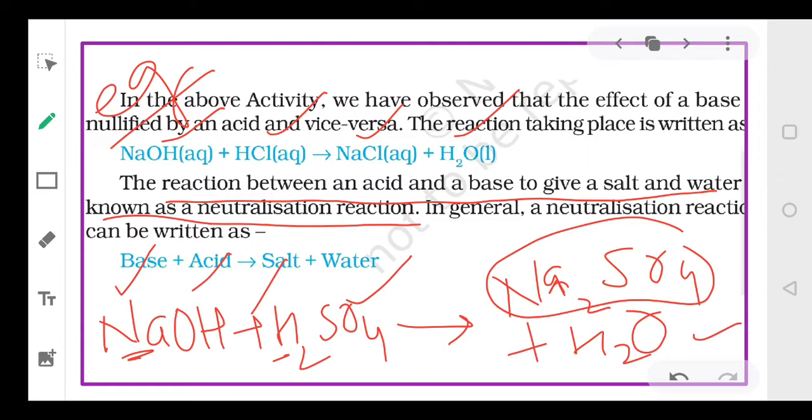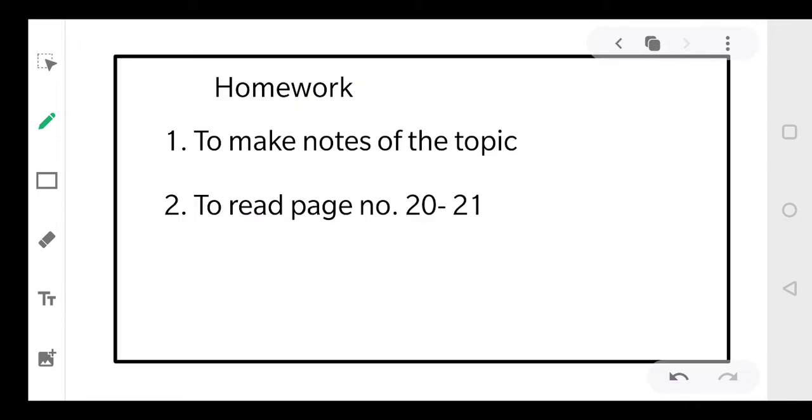Okay students, so what is neutralization reaction? The reaction between acid and base to produce salt and water is called neutralization reaction, right? Okay. So you will write these activities, you will make diagrams wherever they are given, and you will underline in your book also. Okay. So the homework is that you will prepare notes of this topic. You will read the page numbers 20 to 21 and you will underline, and in your notebook you will write whichever activities they are important. Okay dear students? Okay everyone.